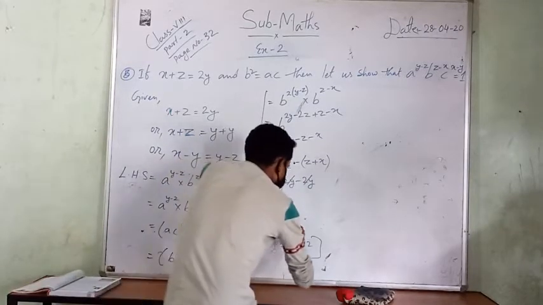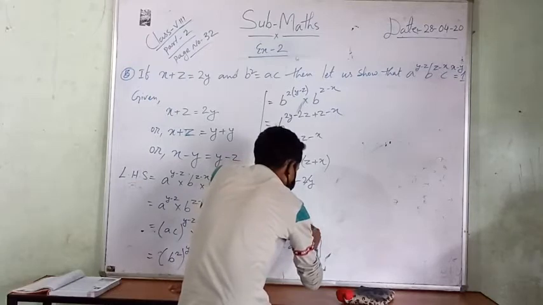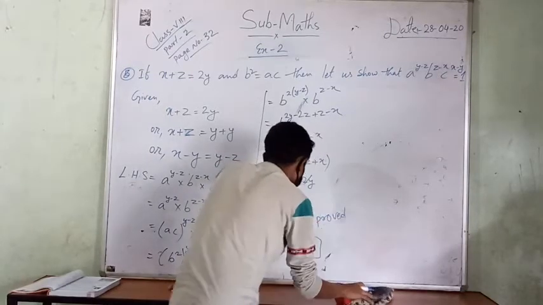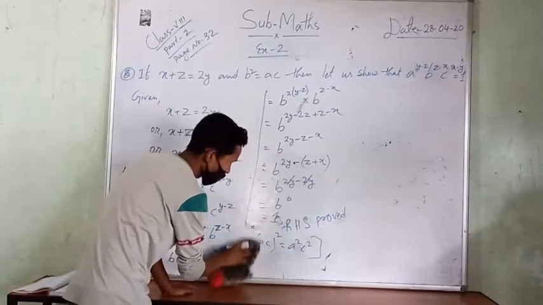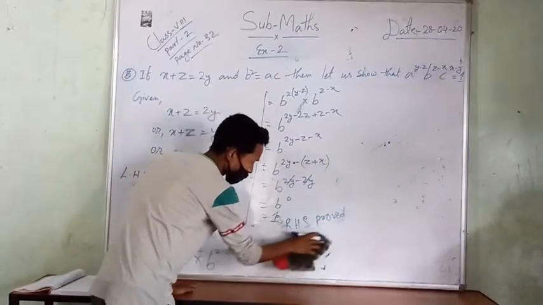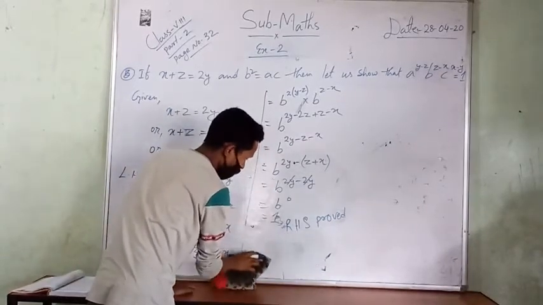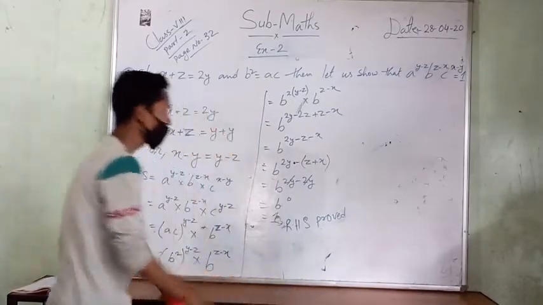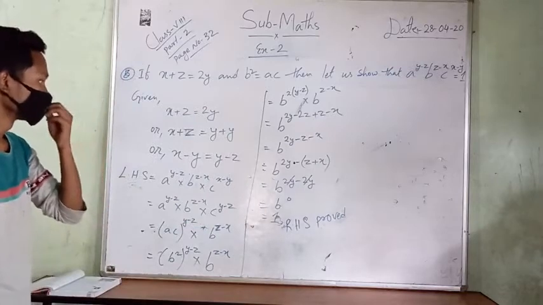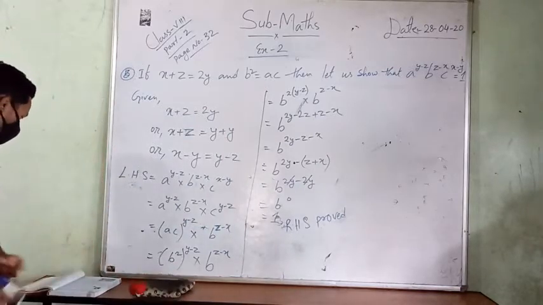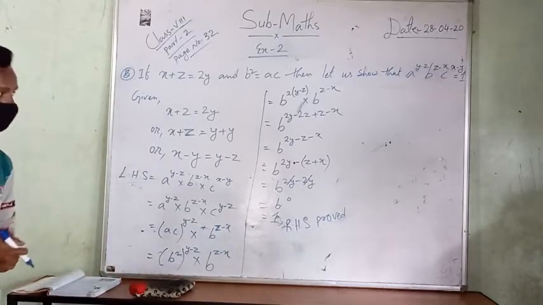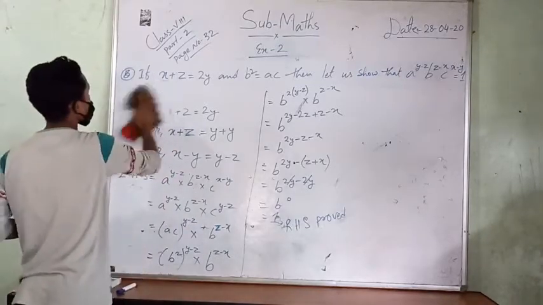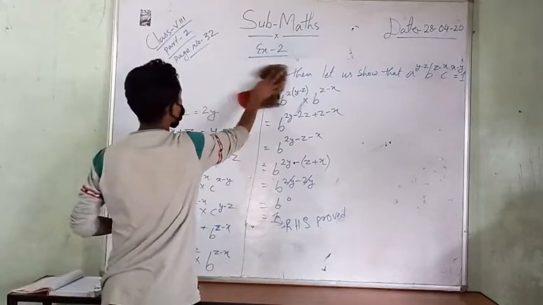Then we have to write there RHS 1. Okay, I will erase this one. So LHS equals RHS. Number 5 finished. Okay, now I will move on. Now number 6.